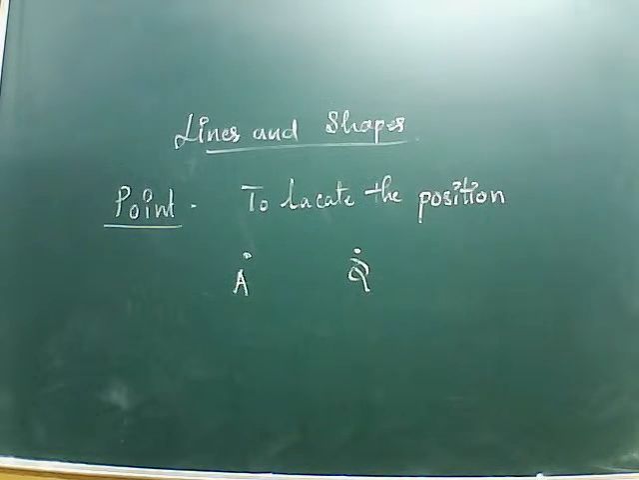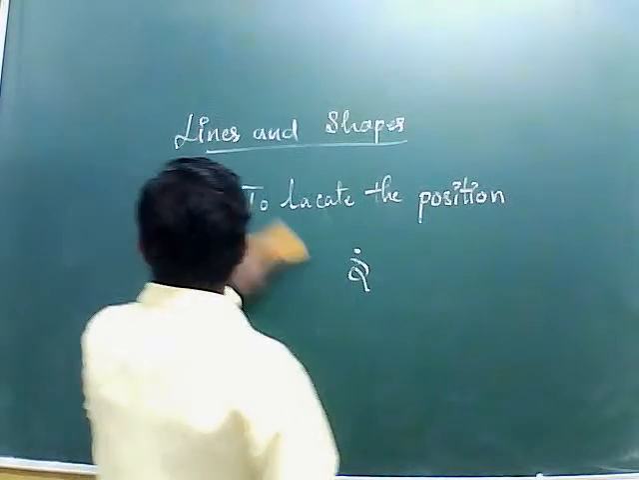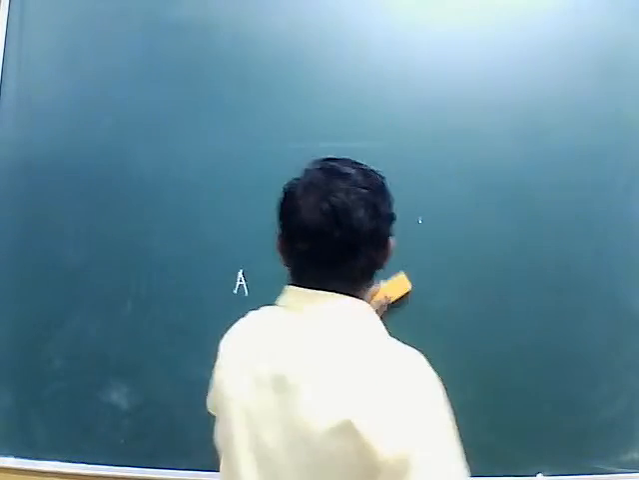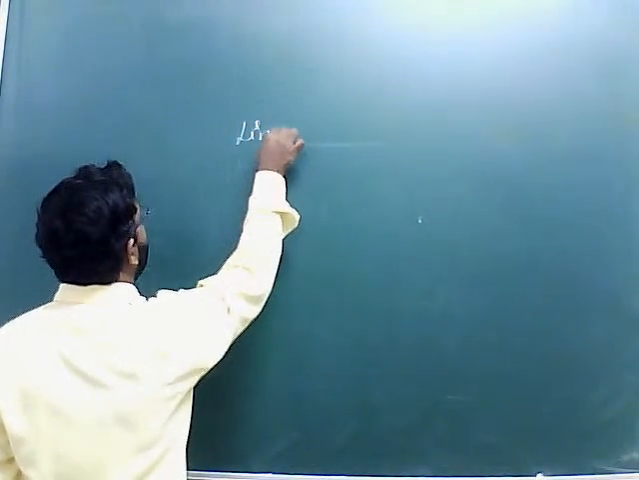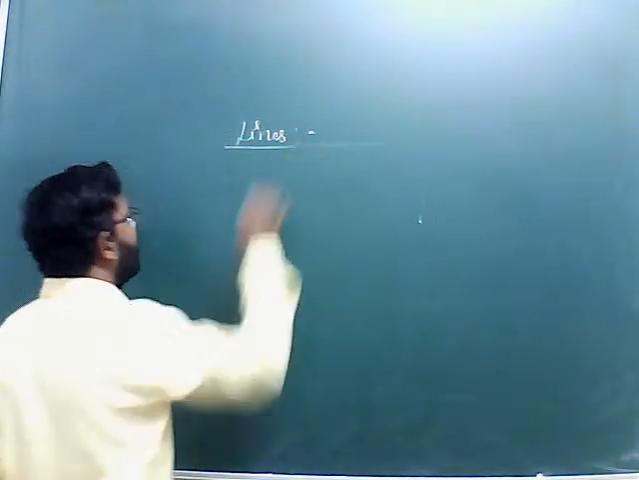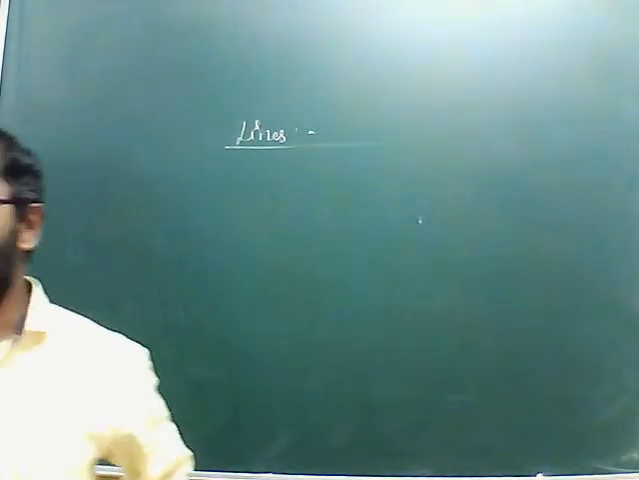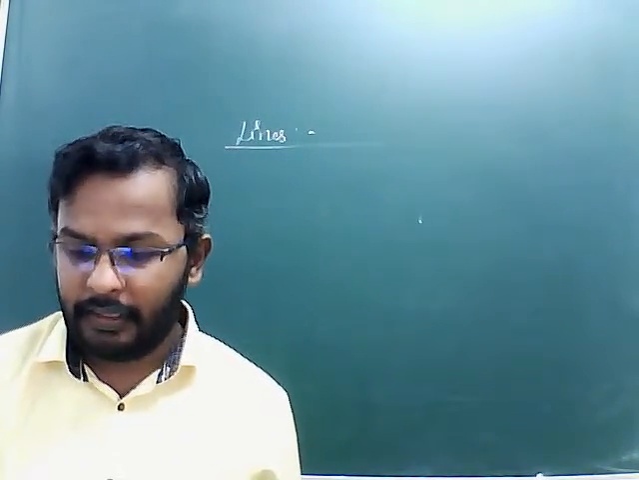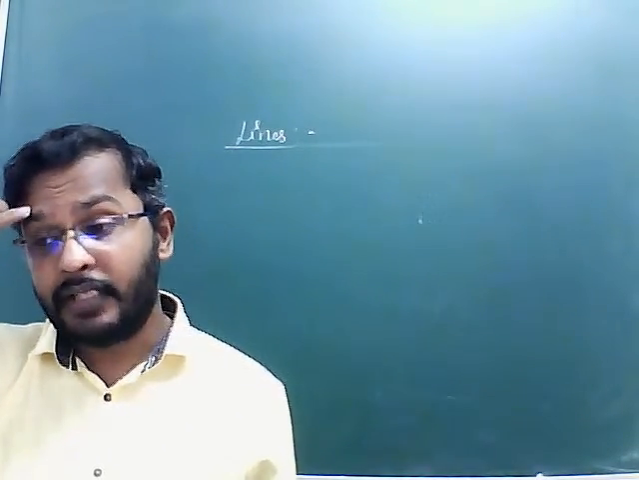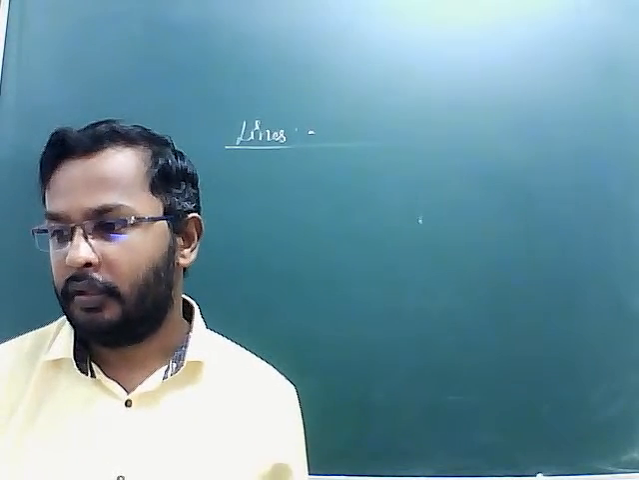After this point, next we learned about lines. And in lines, we have four types. Can you name the four types of lines that we learned?